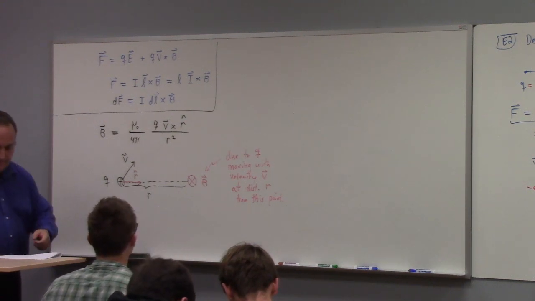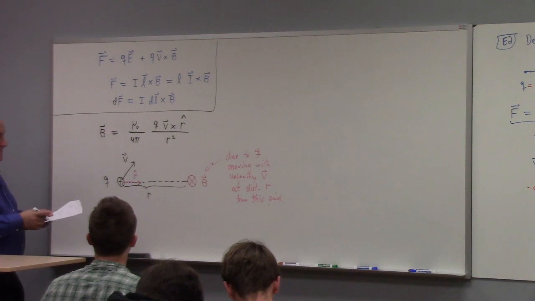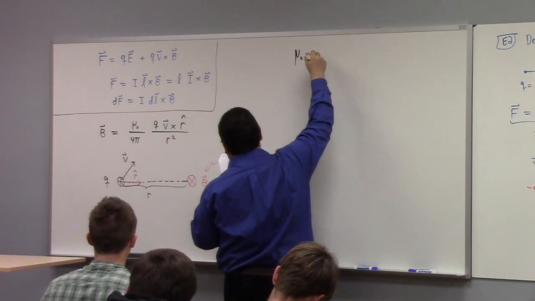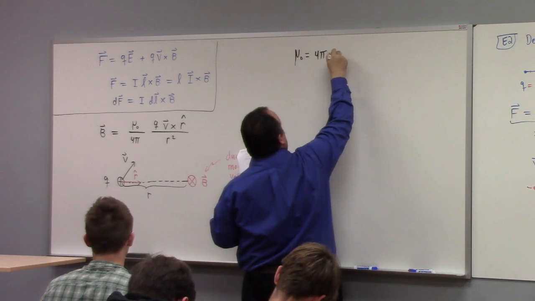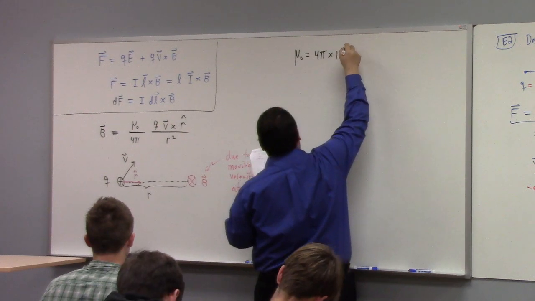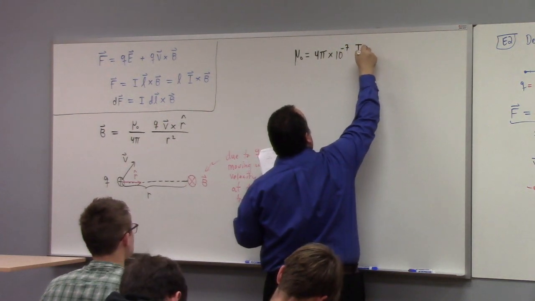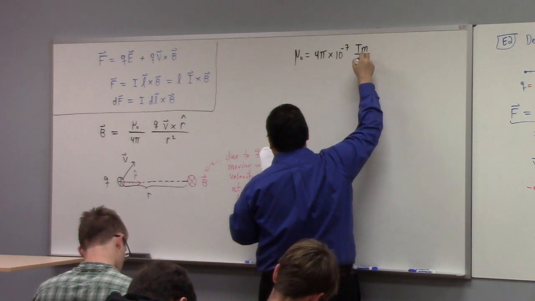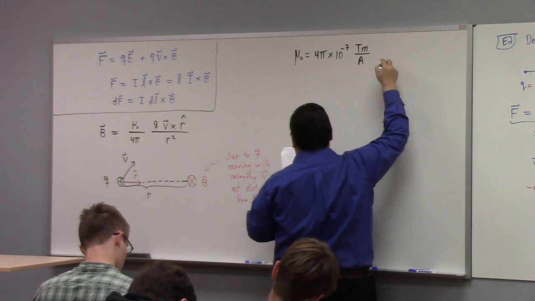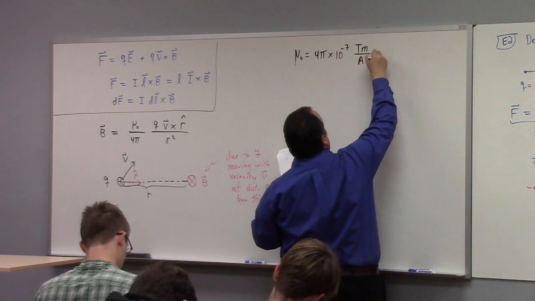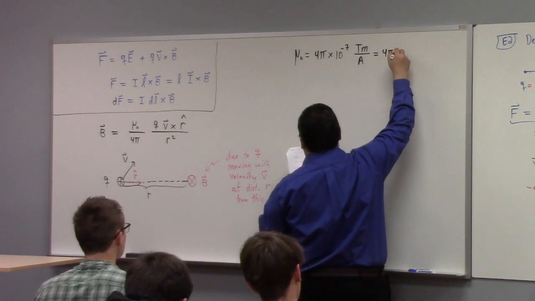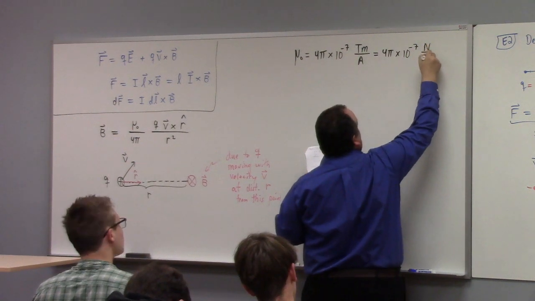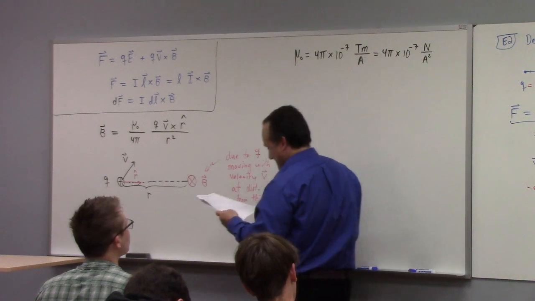Now, mu naught is yet another fundamental constant of nature. Mu naught is equal to 4 pi times 10 to the minus 7 tesla meters per, I think that's amperes. Or if you like, you could write this as 4 pi times 10 to the minus 7 newtons per amp squared. Okay.